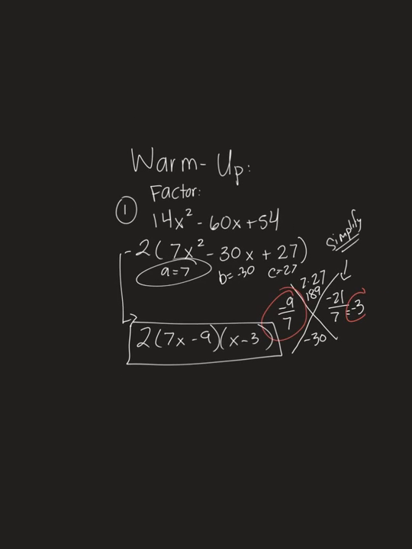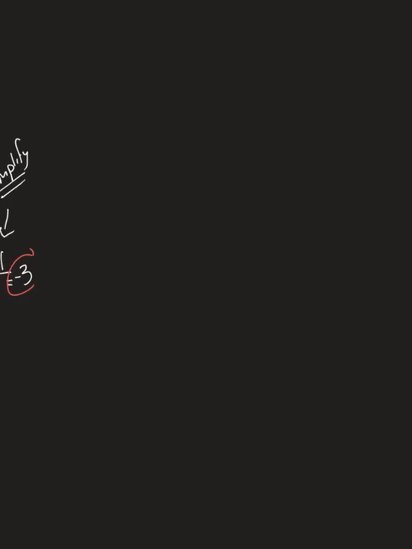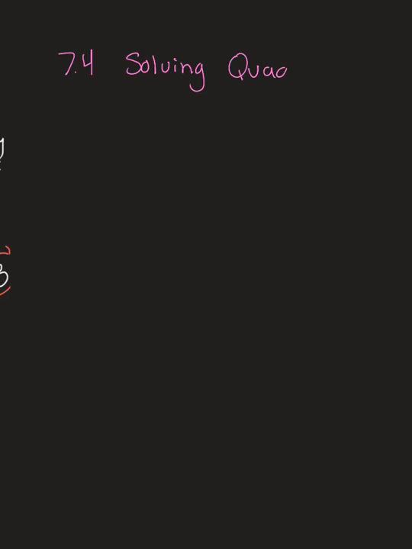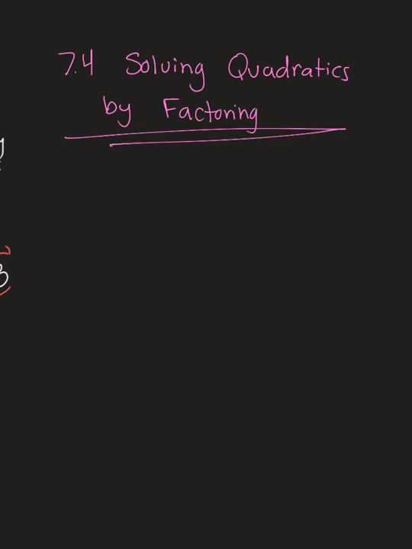Okay, so moving on to today's lesson, we're going to call this 7.4. And we can title it Solving Quadratics by Factoring. So when we multiply two things, a times b, and we say that's equal to 0, that means two things. Either a is equal to 0 or b is equal to 0. Let's go into our first example.